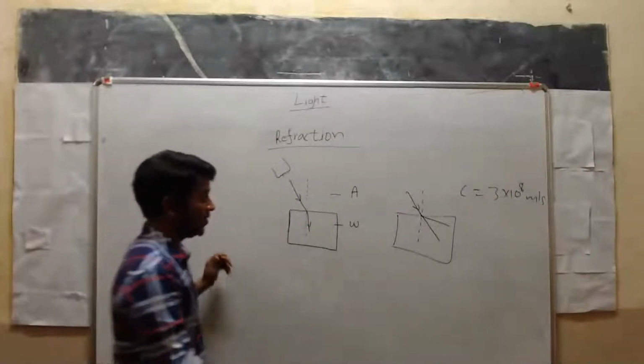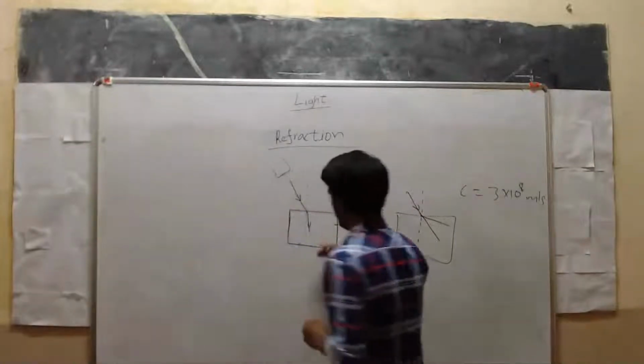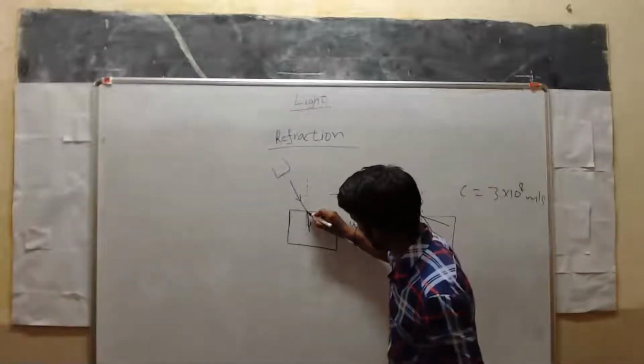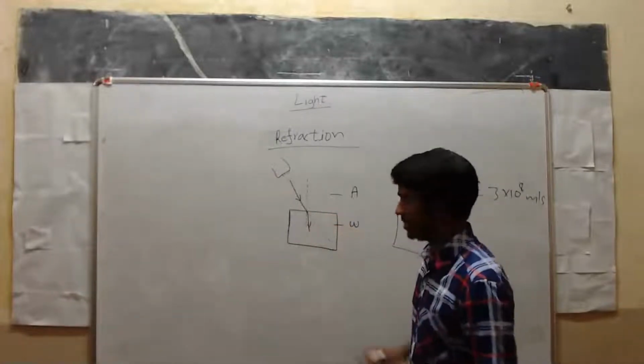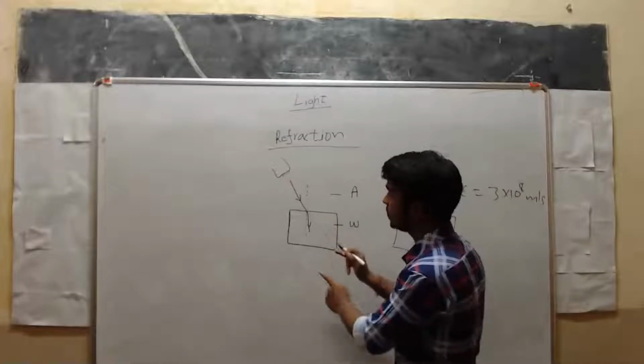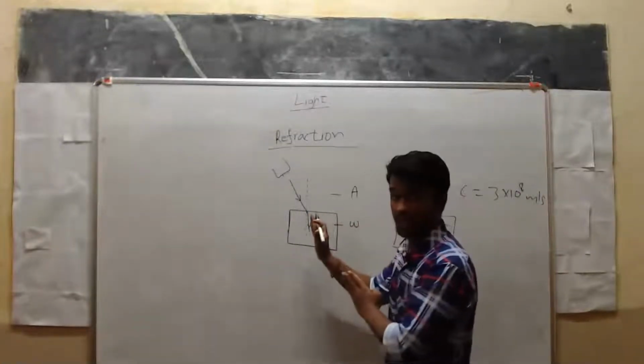Now our ray of light is traveling from air medium to water medium. See, this is the actual path, right? If you didn't keep this glass there, it would move like this in a straight line. See here, you have kept the glass, so that light ray bends. How does it bend? It bends towards the normal.